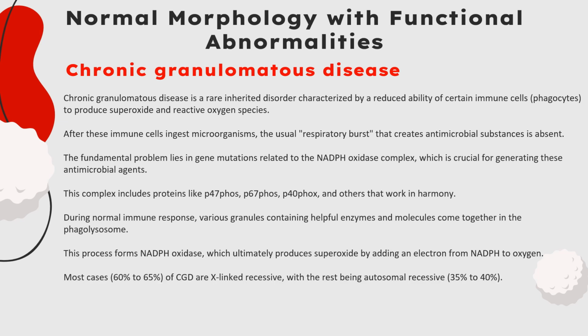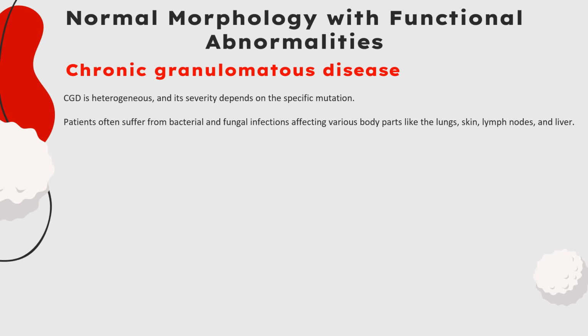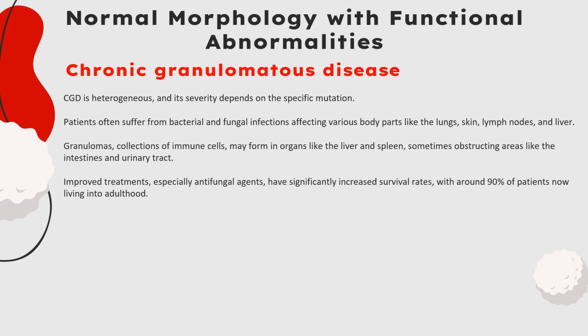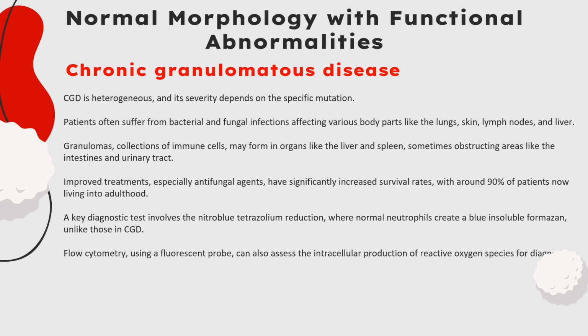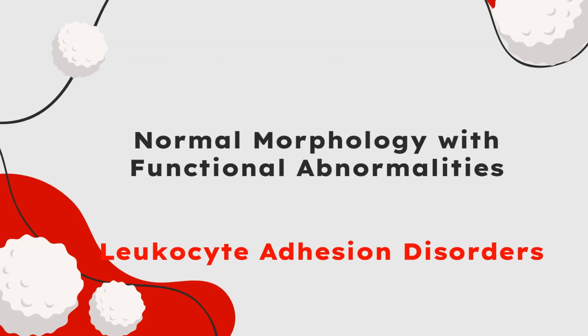Most cases of CGD are either X-linked recessive or autosomal recessive, and the specific gene mutations impact disease severity. Patients often face bacterial and fungal infections affecting various body parts like the lungs, skin, and more. Improved treatments, like antifungal agents, have significantly increased survival rates. Diagnostic tests play a crucial role in identifying these conditions. For May-Hegglin anomaly, genetic testing can confirm the MYH9 gene mutation. In chronic granulomatous disease, the nitroblue tetrazolium reduction test and flow cytometry are key tests for diagnosis. To understand leukocyte adhesion disorders, we must first grasp the intricate process of inflammation.